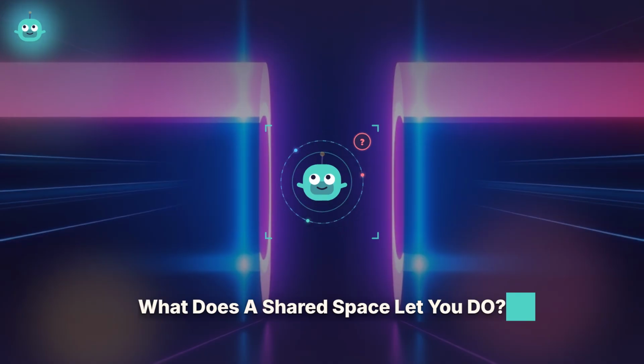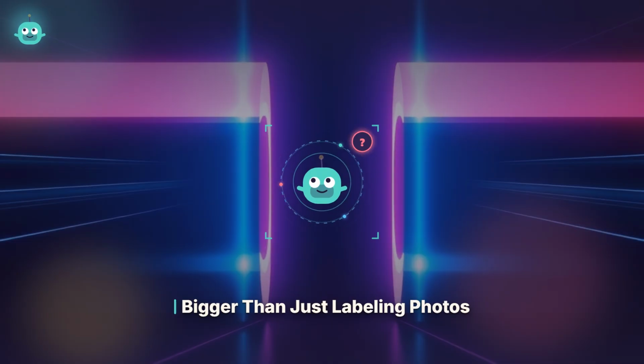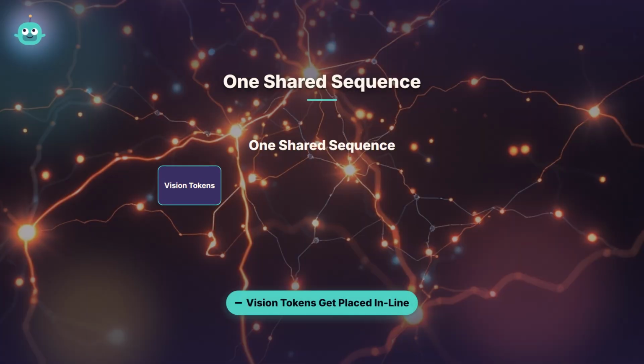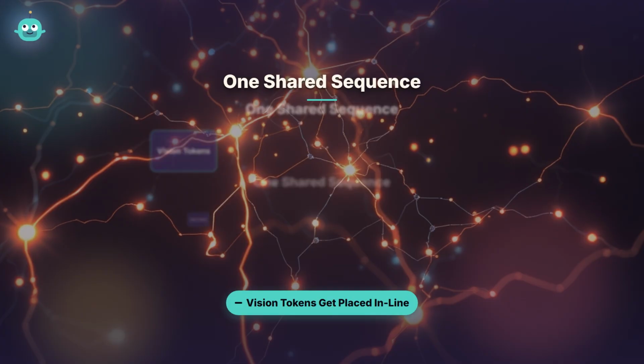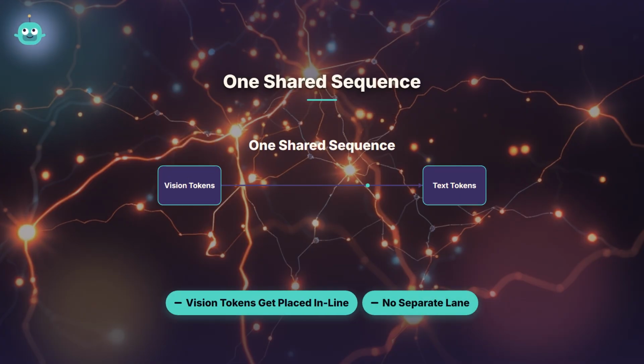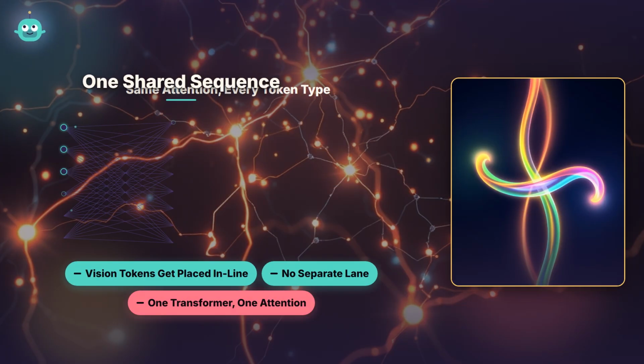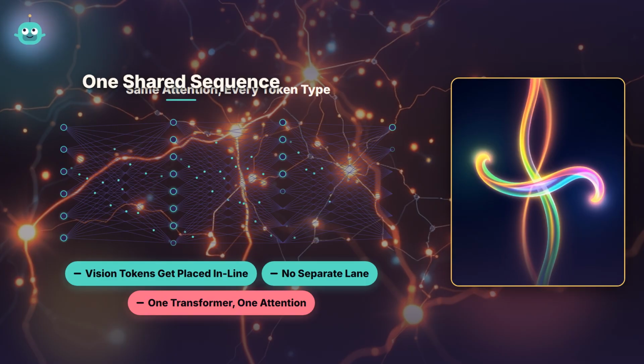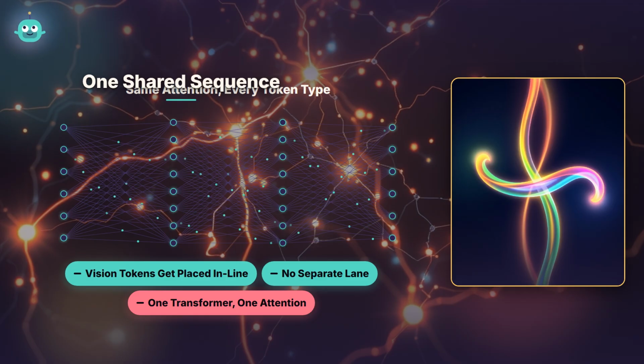If both an image and a sentence end up as vectors in the same space, what does that actually let a model do? Think past labeling photos, the real use is bigger than that. Once an image becomes vision tokens, something genuinely useful happens. They get placed right next to your text tokens in the exact same sequence, no separate lane. One transformer, one attention mechanism runs across both kinds of tokens at once, though not every model gets built that cleanly.